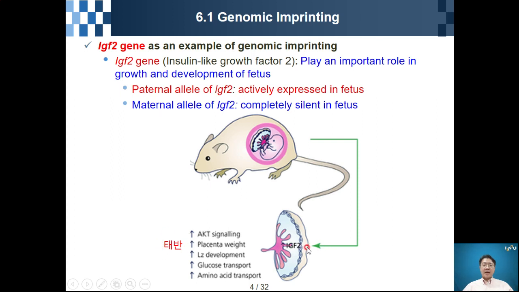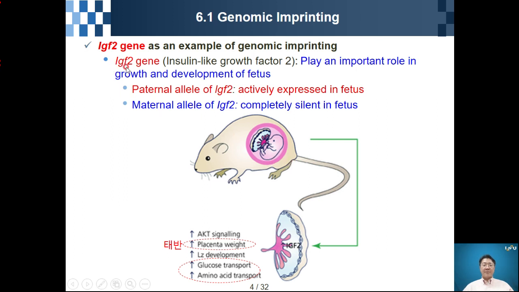The main function of IGF2 is to increase the placenta weight, and it can also increase glucose transport and amino acid transport in the placenta. So finally, this IGF2 gene plays an important role in the growth and development of the fetus.